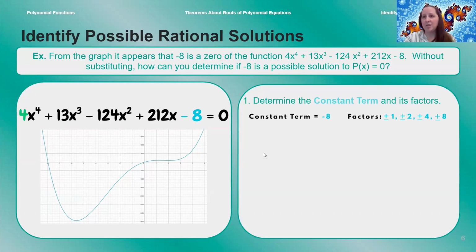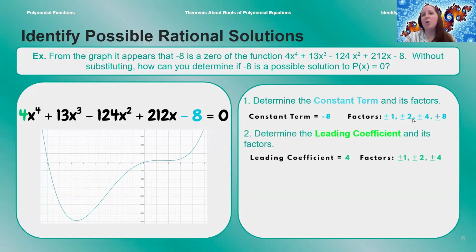Our factors of negative 8 are plus or minus 1, plus or minus 2, plus or minus 4, and plus or minus 8. So these are all numbers that divide evenly into 8, right? Or they're multiplied factors to get me 8. Because 1 times 8 would give me 8. 2 times 4 would also give me 8.